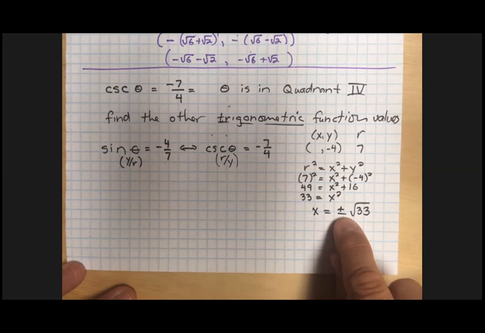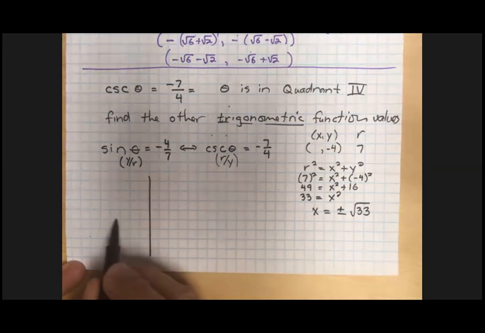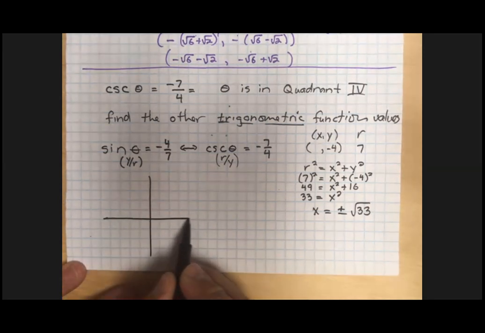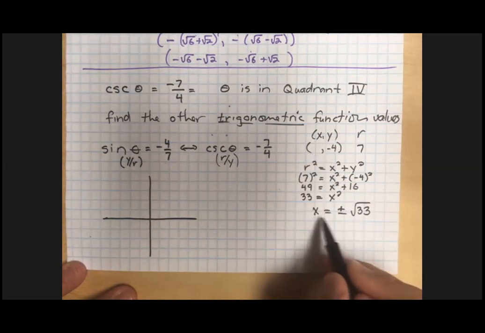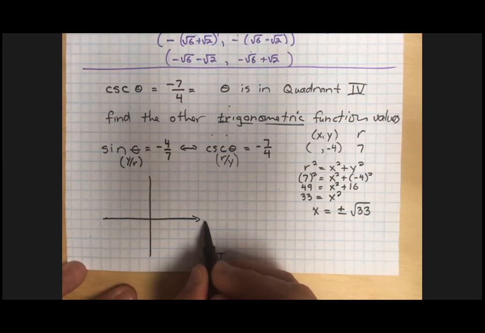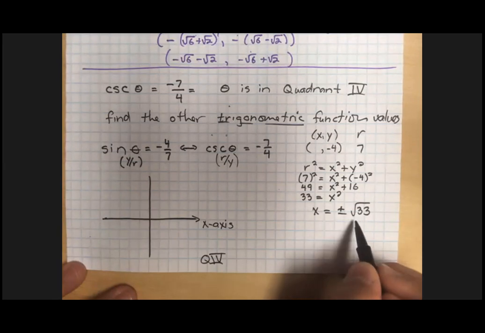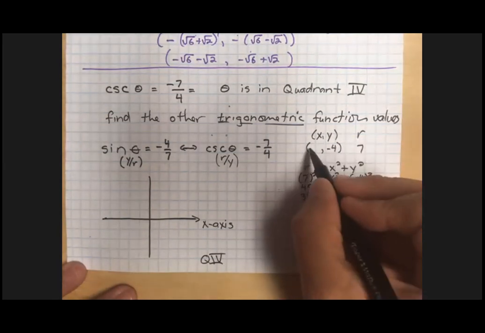Which one should I choose, plus or minus? Well, that's back to the quadrant. If I'm in quadrant 4, is x positive or negative? Well, this is quadrant 4 over here in the lower right corner. So that means next to the x-axis, this x is a positive number. So I cannot choose both of them. I have to choose one of them correctly. I will choose root 33 positive.